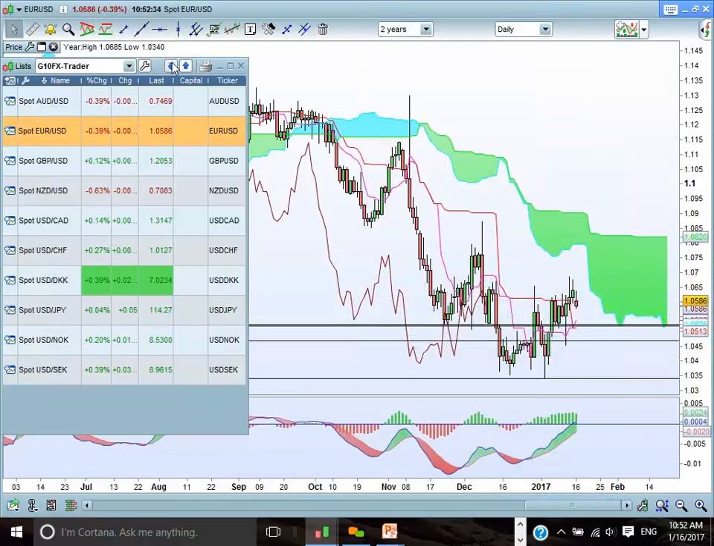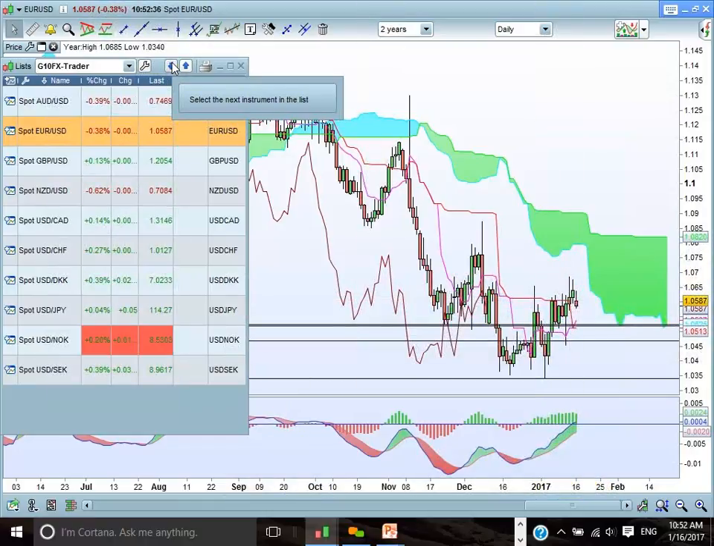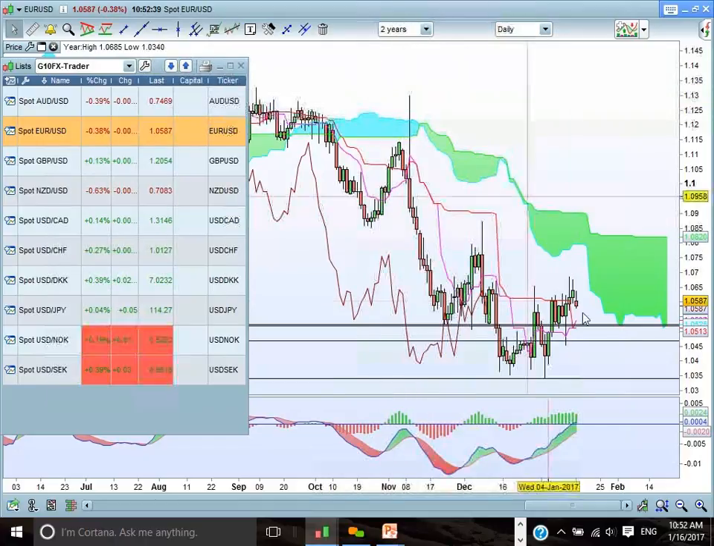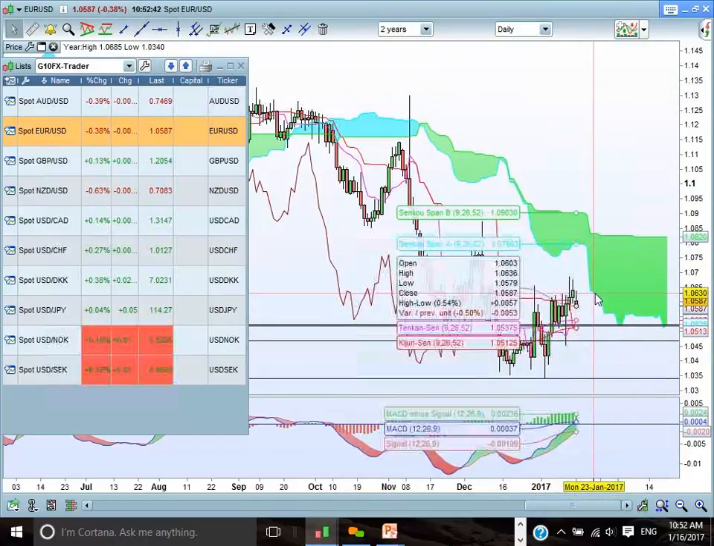But from a cloud chart perspective, we're getting very close to the bottom end of the cloud here, where we could see some significant resistance come into play.